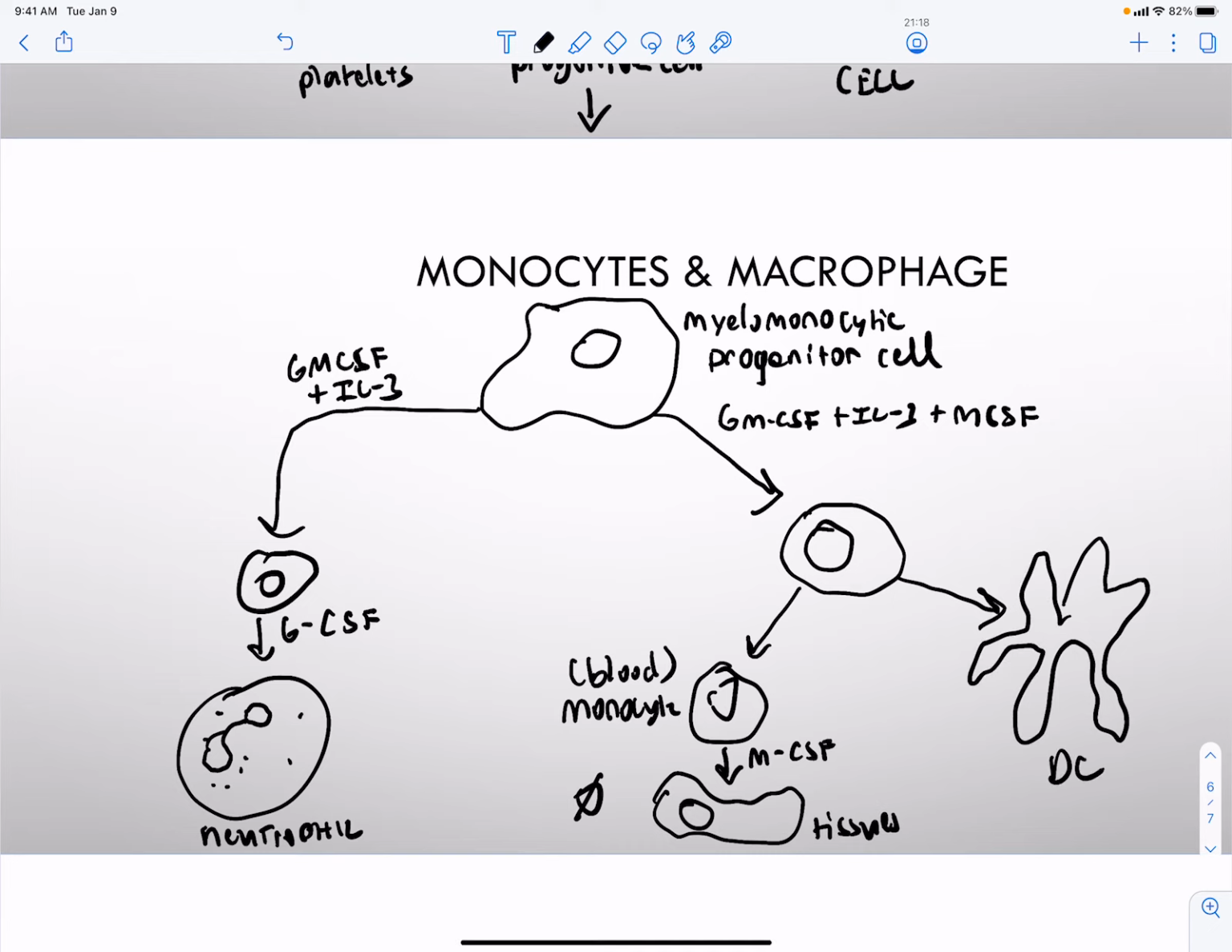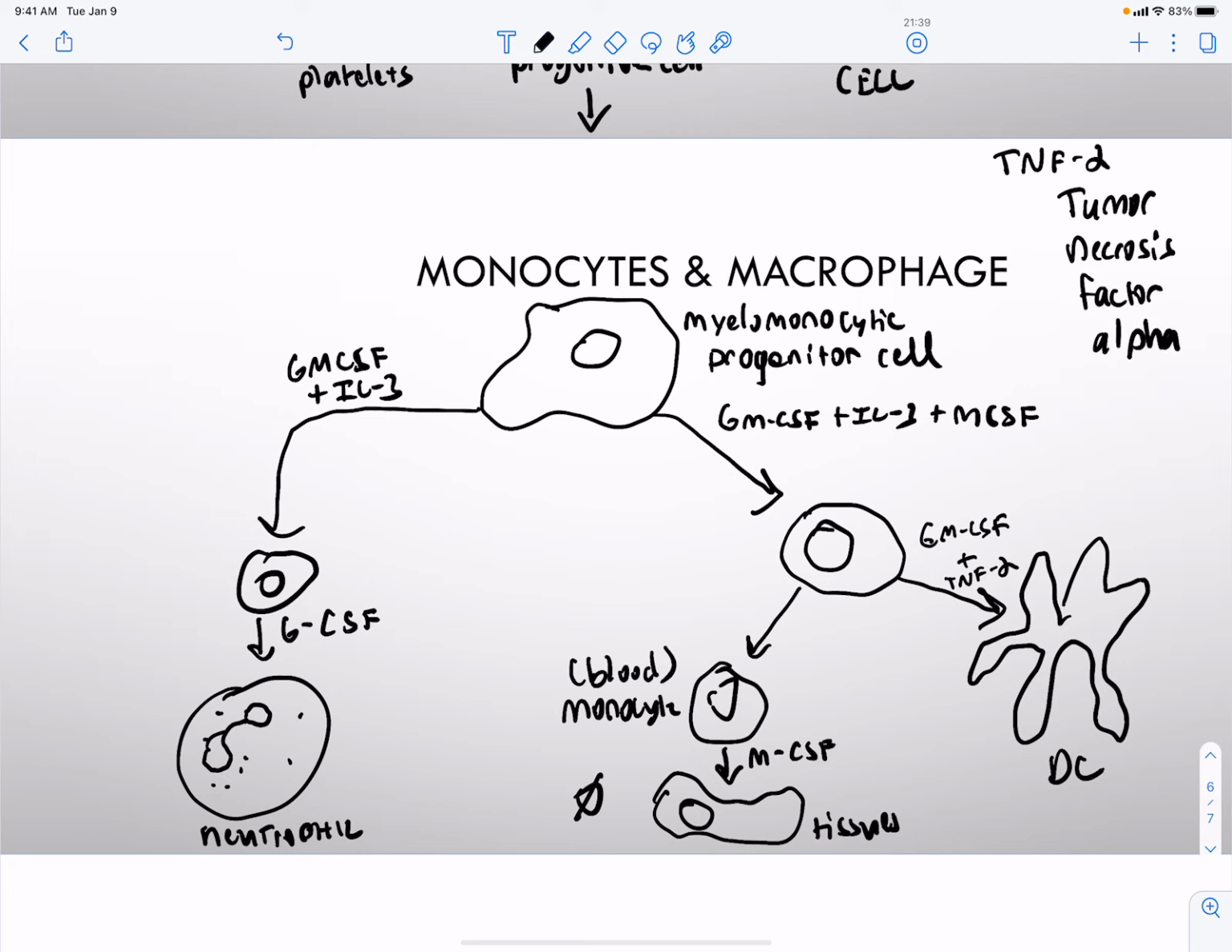And this is through GM-CSF, still present, and TNF alpha. TNF alpha is tumor necrosis factor alpha. And so it's identified, of course, in tumors, but it is a growth factor for, in this case with hematopoiesis, our dendritic cells.